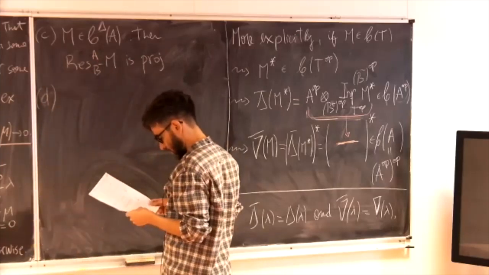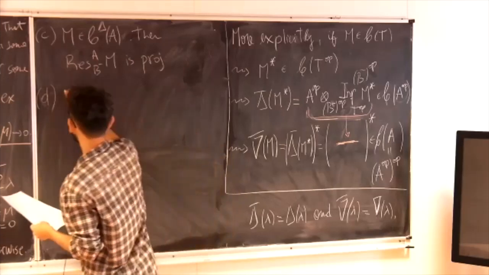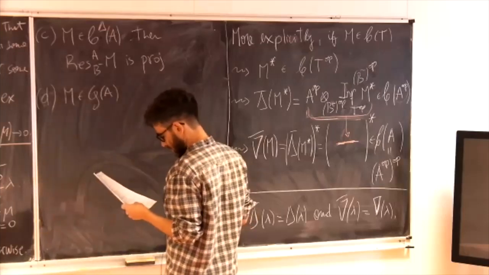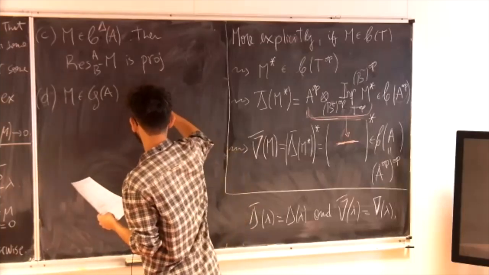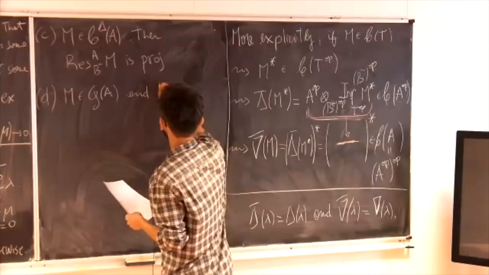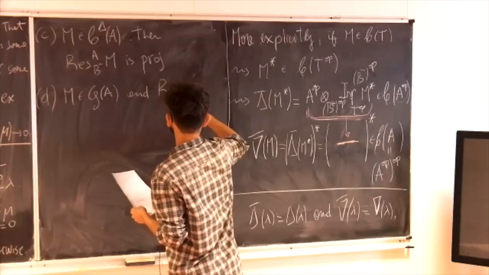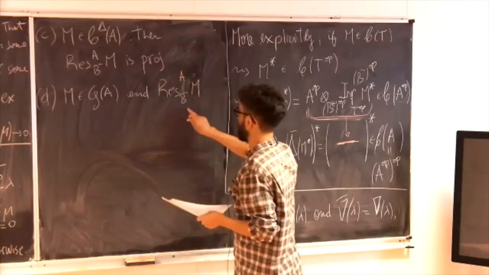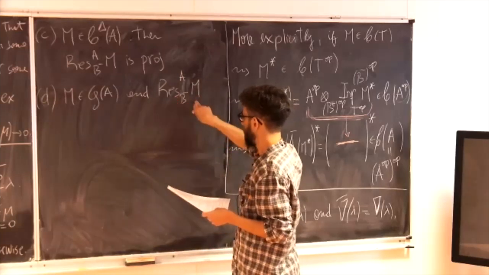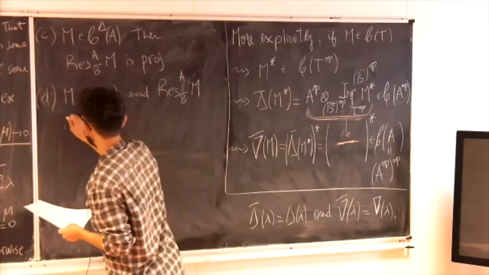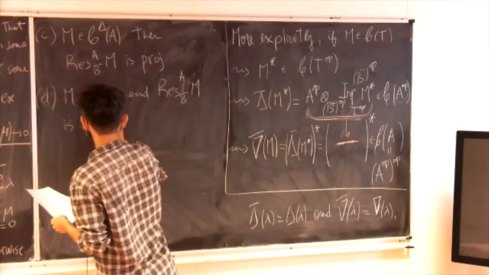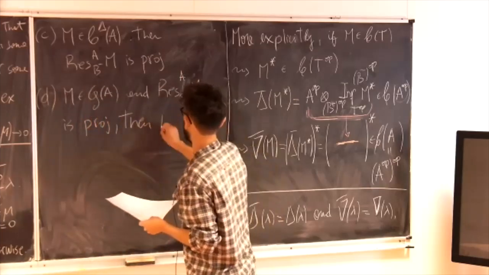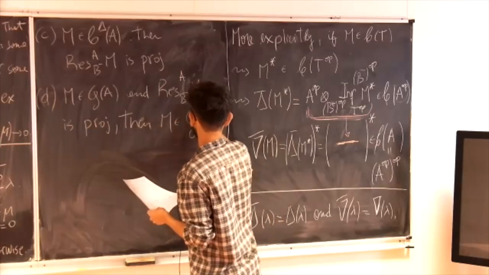And the last point of the lemma says that if M is a graded module over A and the restriction of M, when we see M as a B minus module, is projective, then M admits a standard filtration as a graded module.